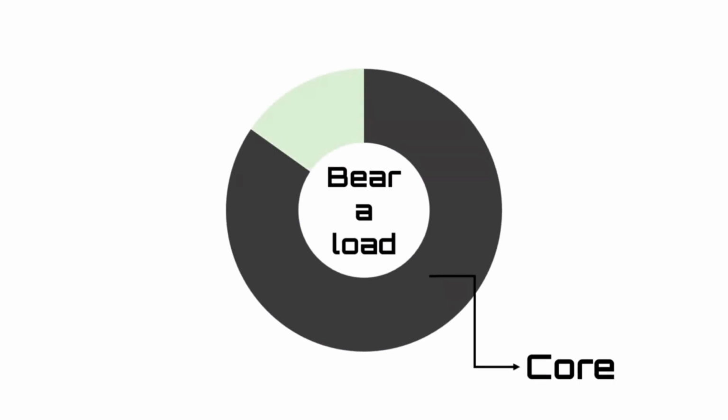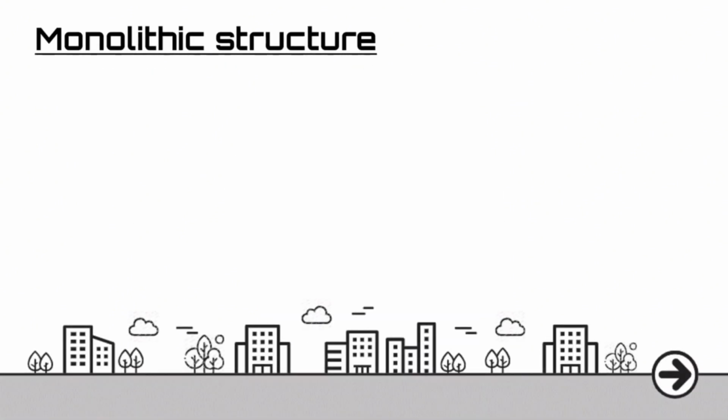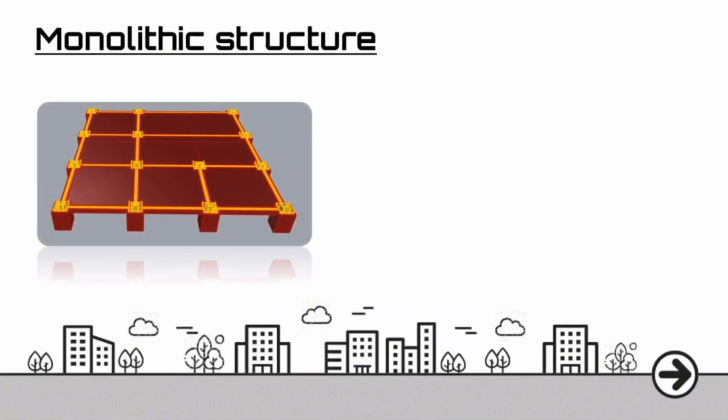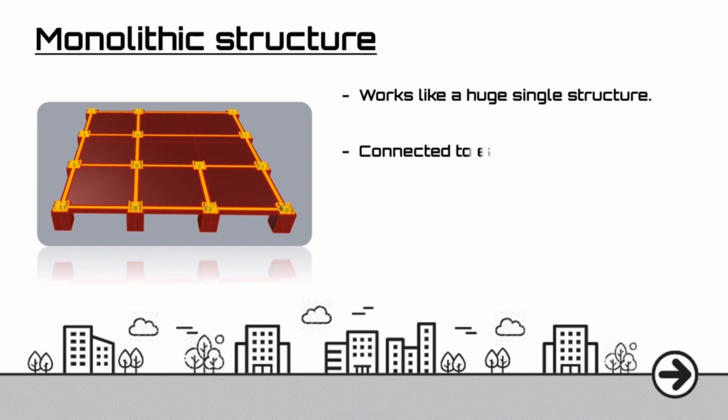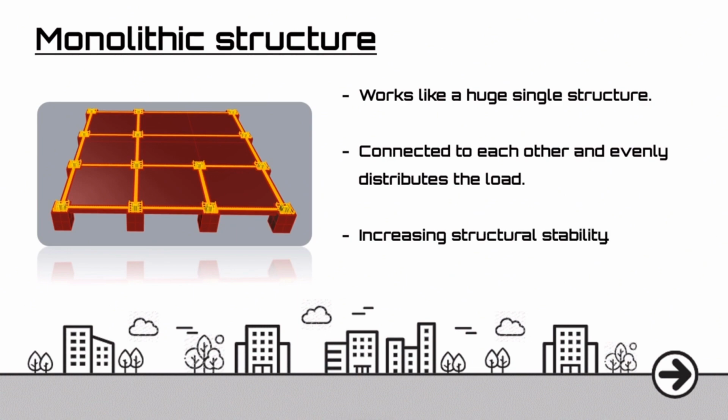To address these issues, CCTV adopted a monolithic structure. Monolithic structures are designed so that each part of the building works like a huge single structure, so that each part is connected to each other and evenly distributes the load on each part, increasing structure stability. The theoretical monolithic structure is constructed as follows.